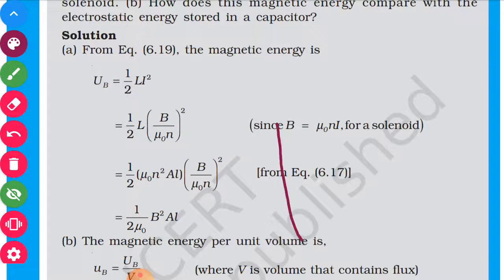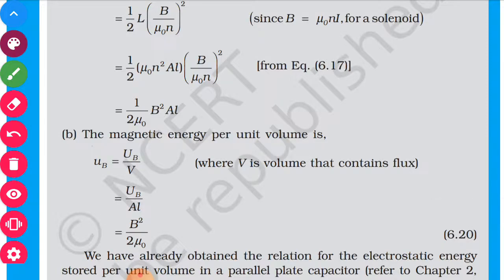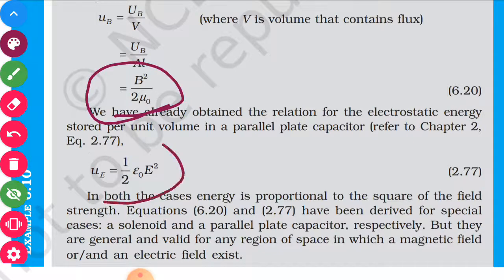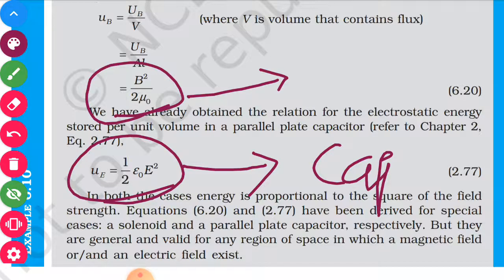Now the magnetic energy per unit volume, that is energy divided by volume, where volume is area into length. So whatever value we got here, UB, you divide by A into L, so you will get B square upon 2 mu 0, which is similar to the equation we got in electrostatics, 1 by 2 epsilon 0 E square. So this is your magnetic energy per unit volume associated with the solenoid, and this is the electrical energy per unit volume associated with the capacitor.